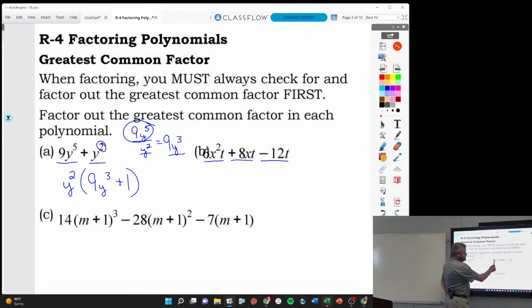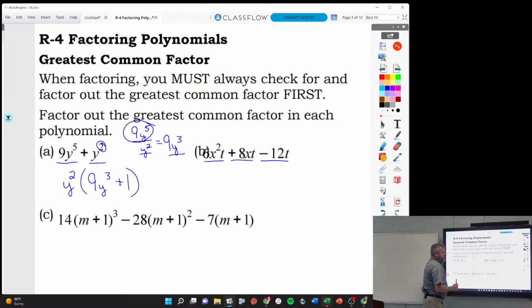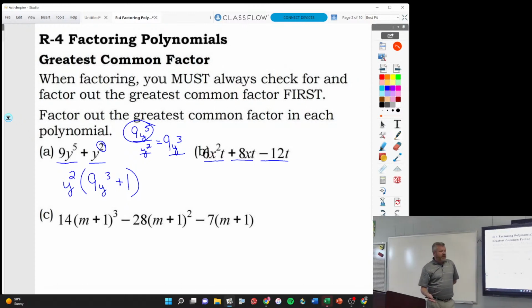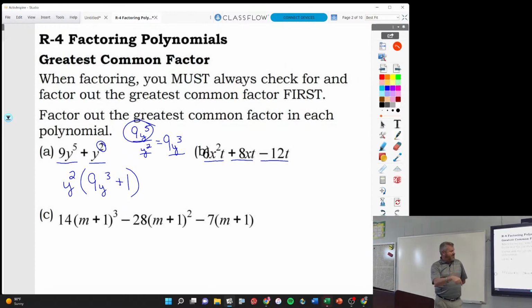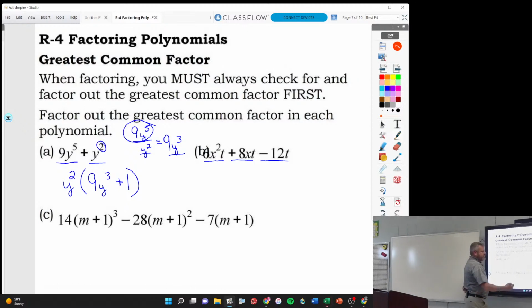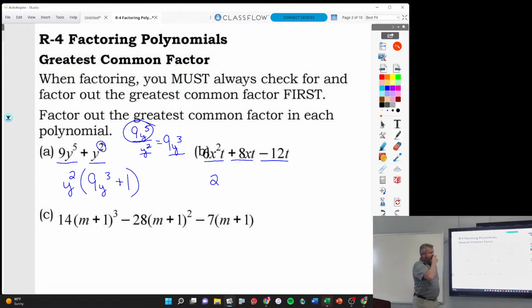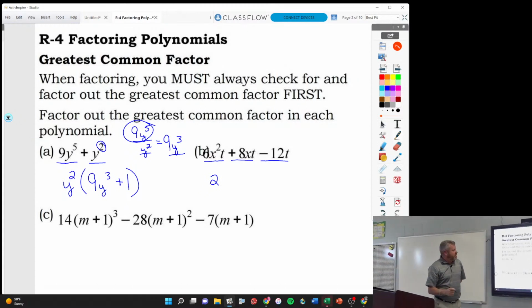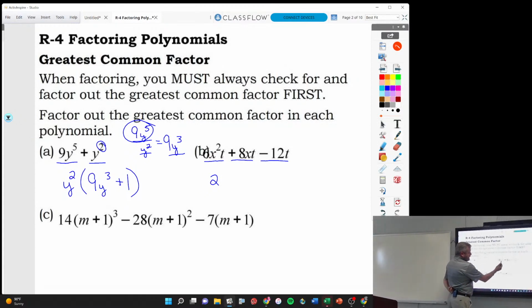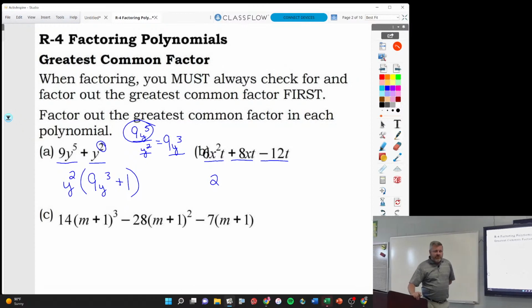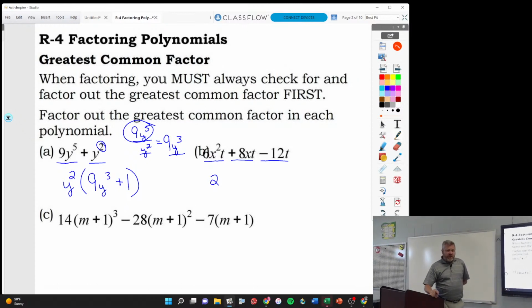What number goes into 6, 8, and 12 evenly? Well, the only number that goes into 6 and 8 and 12 is 2. So I can factor out a 2. Now let's look at the variables. The first term has an x squared in it. The second term has an x in it. The third term does not have an x. Therefore, x is not common to all three terms, so we can't factor an x out.